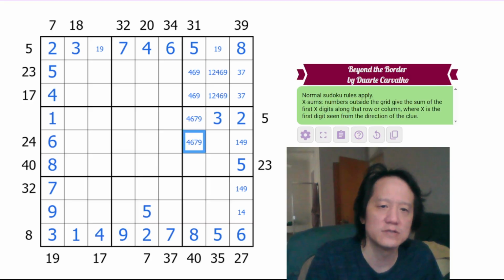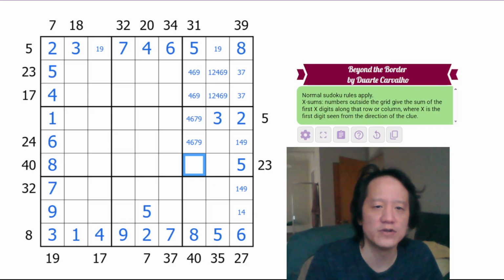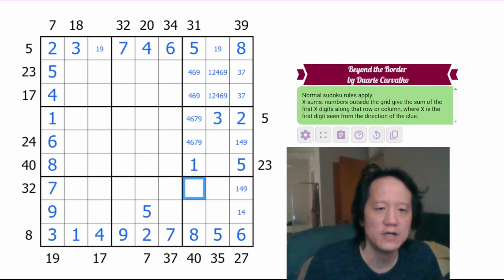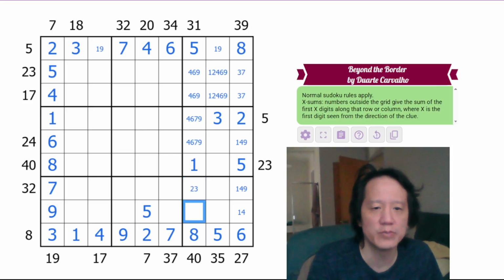These could be 6. That leaves the remaining digits in column 7 as 1, 2, and 3. This cannot be 2 or 3 because of the 2, 3 in the box. So this is 1. That forces this to be a 2, 3 pair here.